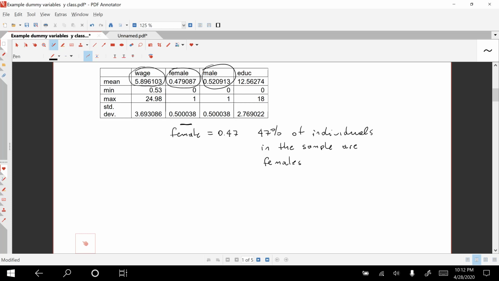And you see, it kind of makes sense, because for males it's 0.52. Well, this is almost, if we round it, 0.48, so it's 48%. So for male, the average is 0.52, which means that 52% of the individuals in the sample are males, which is what you would expect. And you see the sum of the average for female and male is equal to 1. That's what we have with our dummy variable.